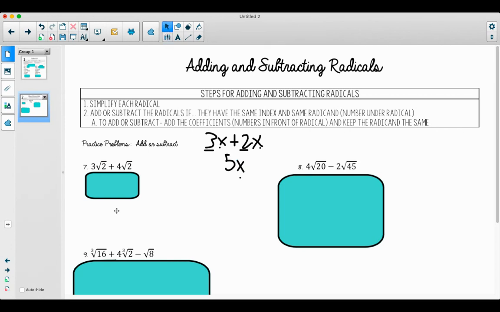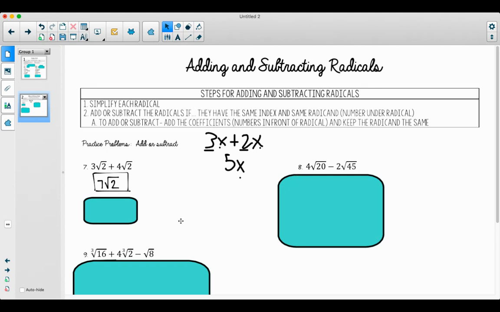So in practice problem number 1, notice how it's 3 the square root of 2 plus 4 the square root of 2. It's already in simplest terms because there's no perfect square hidden inside that 2. They're like radicals because they have the same index and the same radicand. So all I'm going to do is add 3 and 4 and carry down that square root 2. So very simple. My answer should be 7 square root 2.